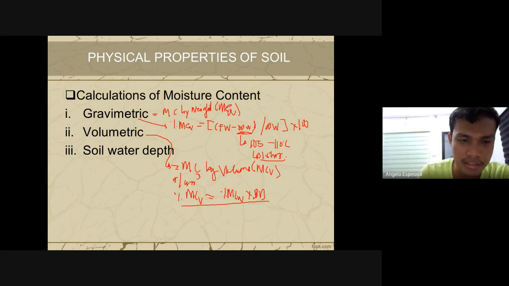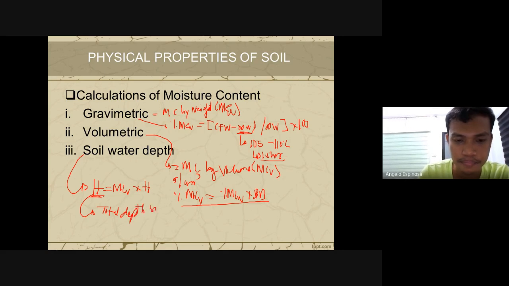Okay, and next you have the soil water depth. The soil water depth is expressed with the formula of H is equals to MCV times H, where H is known as the total depth of the soil. Ito po, ibig sabihin po nito, total depth of the soil. Ganon siya kalalim.